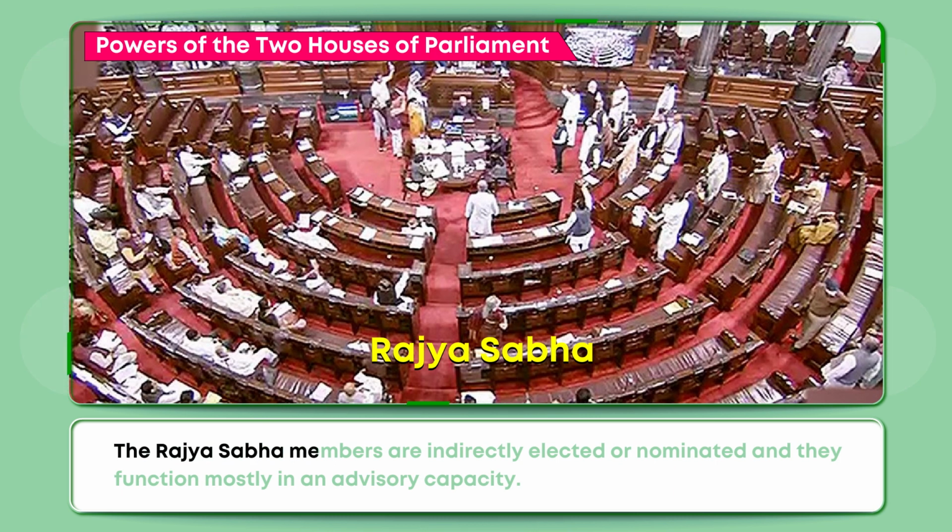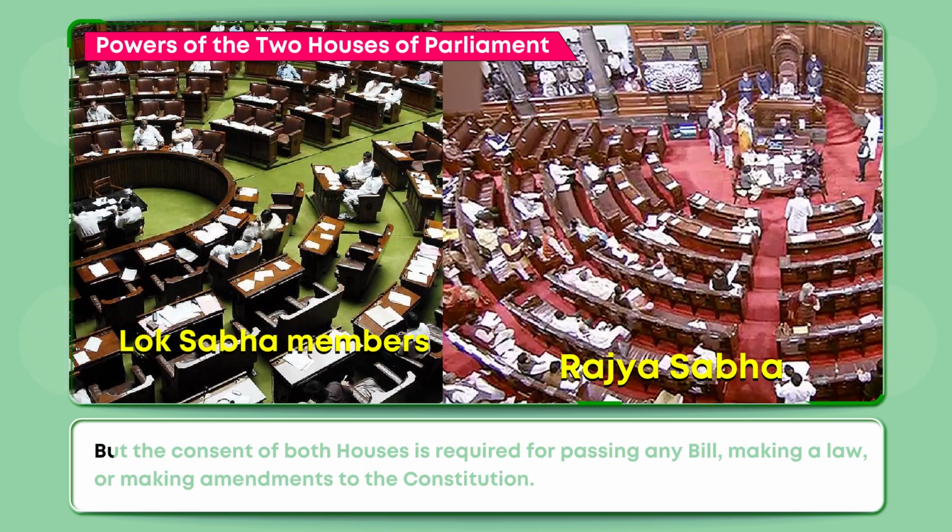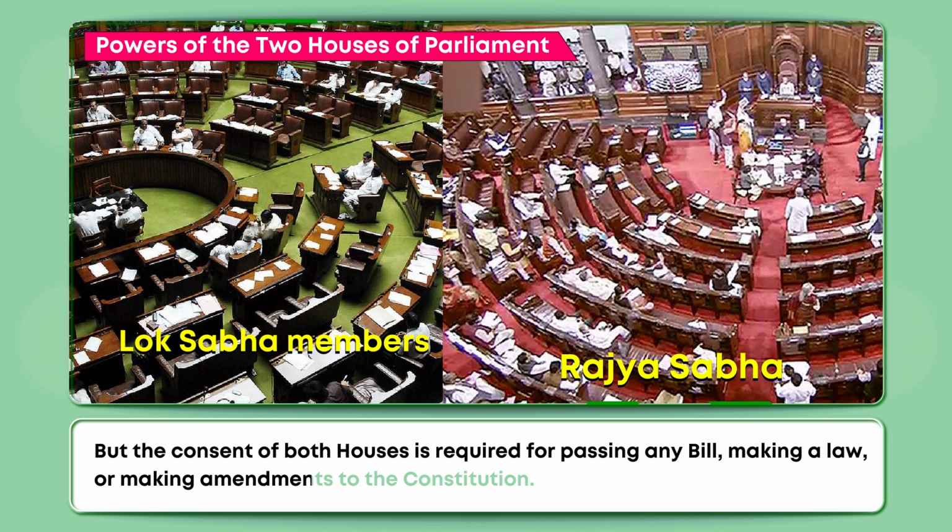The Rajya Sabha members are indirectly elected or nominated, and they function mostly in an advisory capacity. But the consent of both houses is required for passing any bill, making a law, or making amendments to the Constitution.